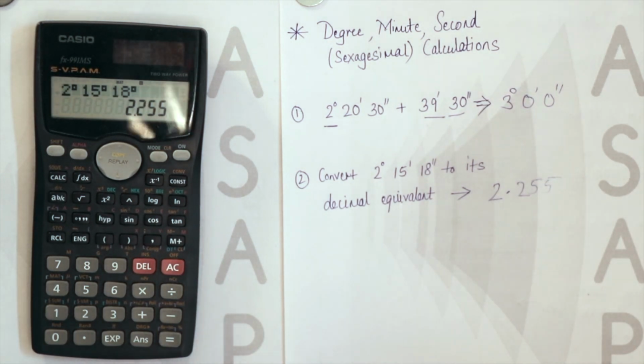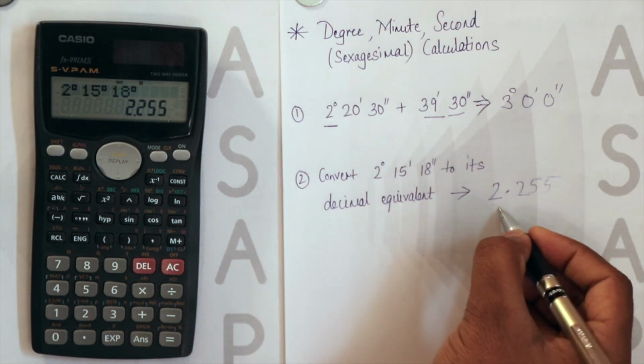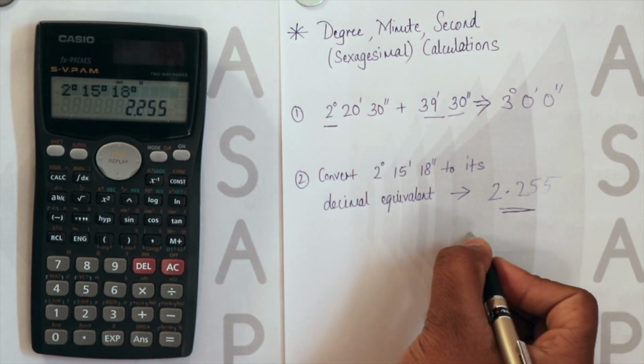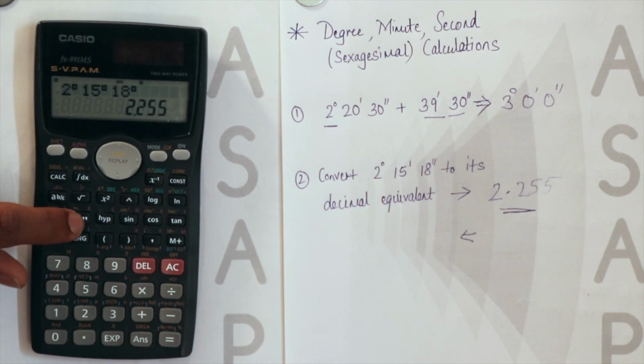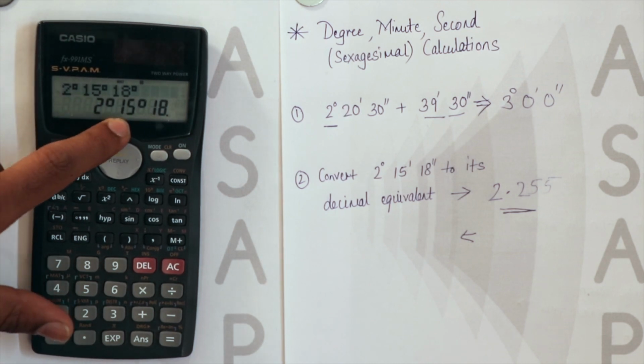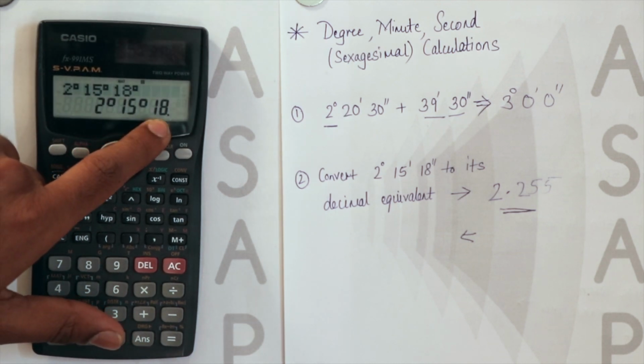Now what if you need to convert this decimal value again to its sexagesimal value? You need to just press the shift button and the degree minute sign. You again get 2 degree, 15 minutes and 18 seconds.